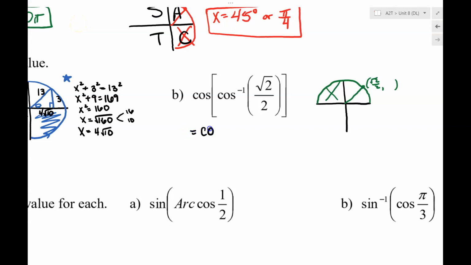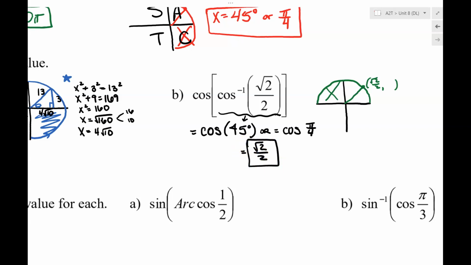So we're going to say cosine of 45 degrees because this inverse cosine of rad 2 over 2 is a 45-degree angle, or you can say cosine of pi over 4, and both of them are going to give you the same answer of rad 2 over 2.